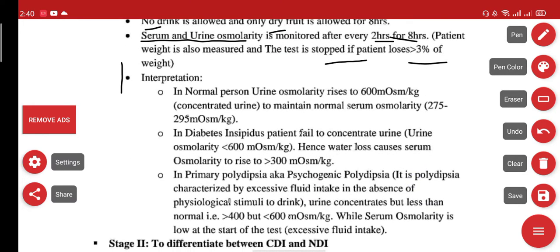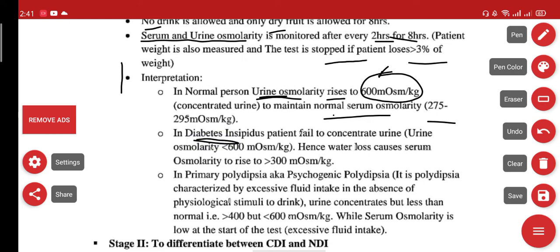In a normal person, the urine osmolarity will be raised. Why will it be raised? Because you are deprived of water. So a very small amount of concentrated urine of about 600 milliosmol per kg or greater will be formed, with very little water in it. Thus you will have a normal serum osmolarity of 275 to 295 milliosmol per kilogram.